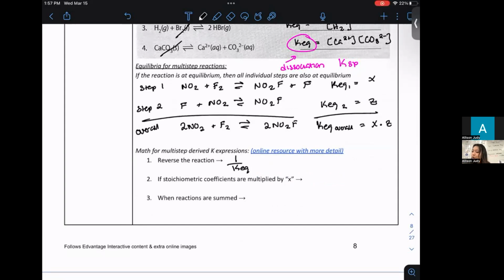If you multiply the reaction by a certain amount, you are now going to raise your KEQ to that multiple. No longer is it multiply, multiply. Now it's multiply by stoichiometry. That means it's going to affect my coefficients in my equilibrium, so it's going to affect my exponents, which is why when I manipulate the equation, the multiplication of the stoichiometric coefficients is reflected in an exponential value in the KEQ.